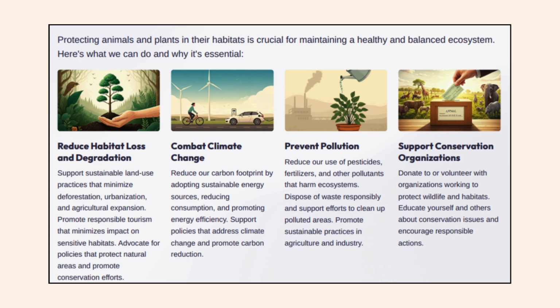So, what can we do and why is it essential? So, reduce habitat loss and degradation. So, support sustainable land use practices that minimize deforestation, urbanization, and agricultural expansion. Promote responsible tourism that minimizes impact on sensitive habitats. Advocate for policies that protect natural areas and promote conservation efforts.